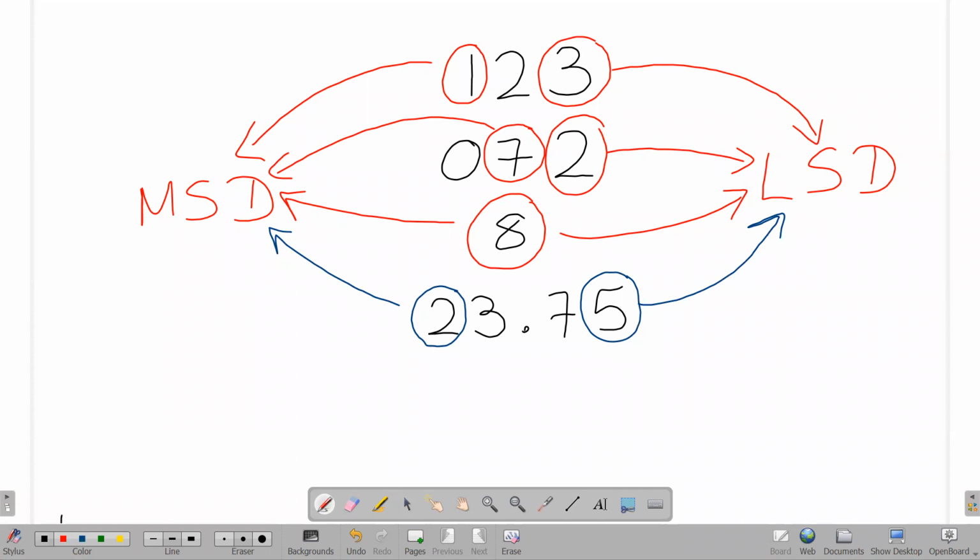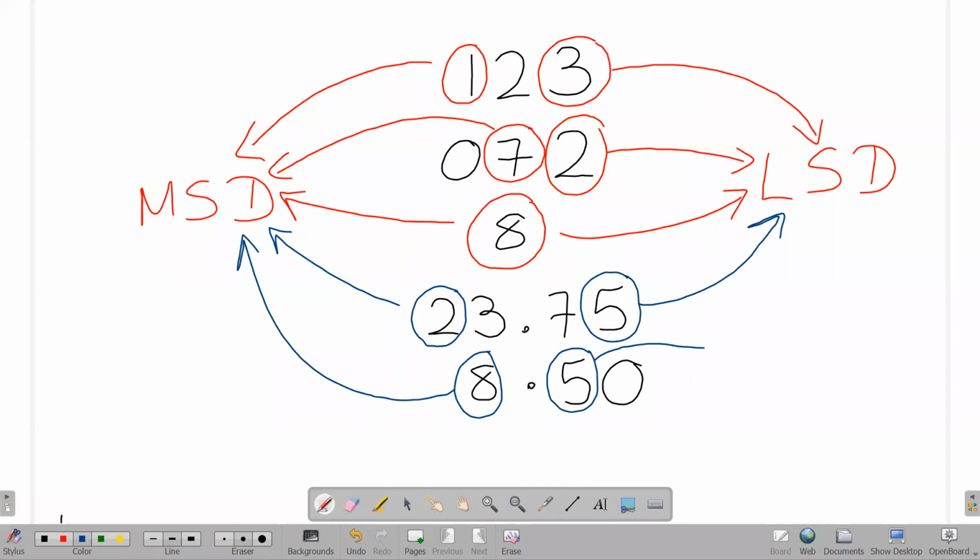So if I show you another example, let's say 8.50. 8 is going to be the most significant digit. And here, this 5 is going to be the least significant digit.